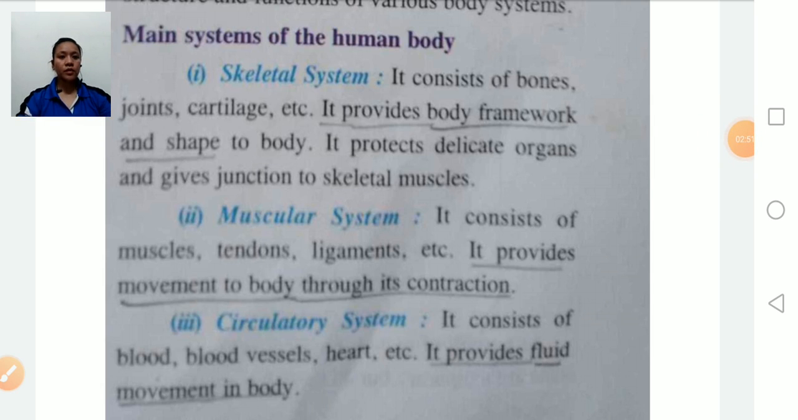Physiological systems of the human body. Skeletal system consists of bones, joints, cartilage, etc. The skeletal system provides framework and shape to the body. It protects the delicate organs like kidney, liver, etc., and gives attachment to the skeletal muscle. It means it provides a structure to the body, and also protects the delicate organs.